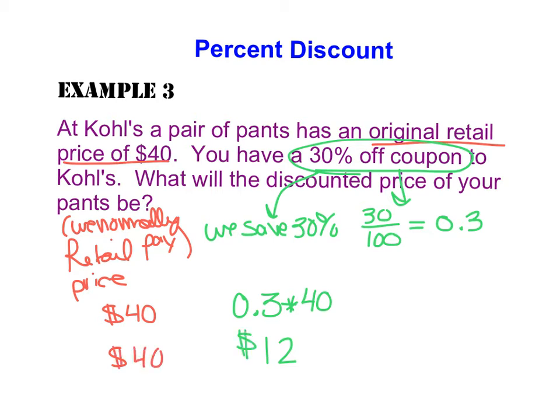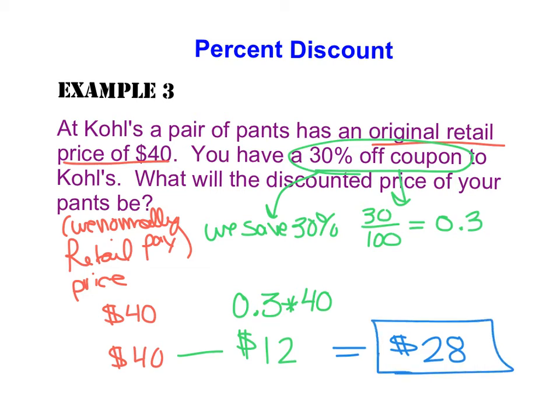Now remember, discounts save us money. So percent discounts get subtracted off that original amount. We don't want to pay more if we have a discount. We should be paying less. So remember, with percent markup, they're marking up the price. It should get bigger. And with percent discount, we're decreasing the price because we will have to pay less. So if we take 40 and we subtract out 12, we end up with $28.